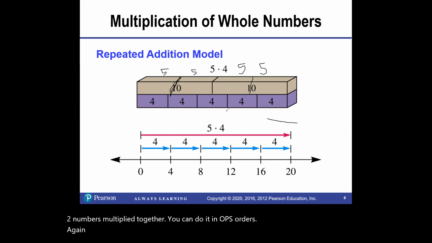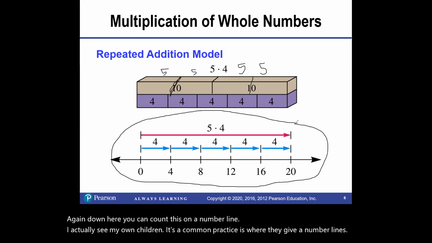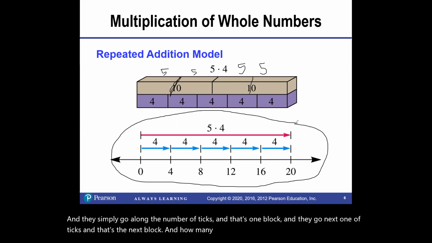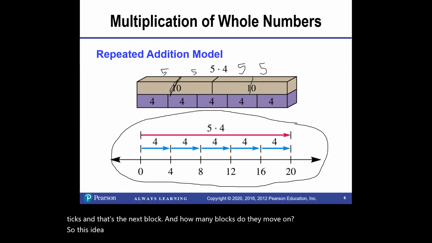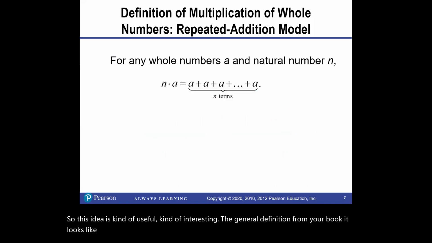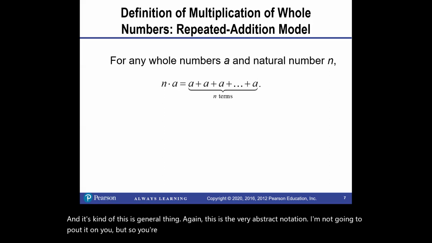Again, down here, you can count this on a number line. I actually see my own children. It's a common practice where they're given number lines, and they simply go along the number of ticks, and that's one block. And they go next number of ticks, and that's the next block. And how many blocks do they move along? So this idea is kind of useful, it's kind of interesting. The general definition from your book looks like this fancy n, where n is just how many times you're adding up that number, times a, and this is a general thing. Again, this is the very abstract notation. I'm not going to push it on you, but so you know what it's actually talking about.